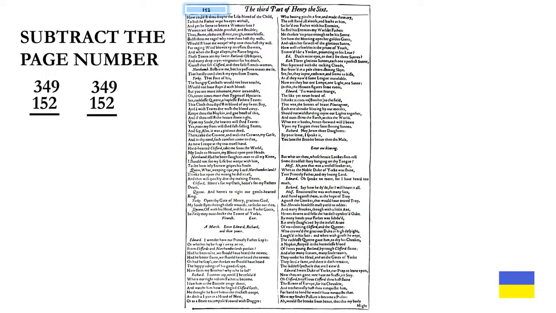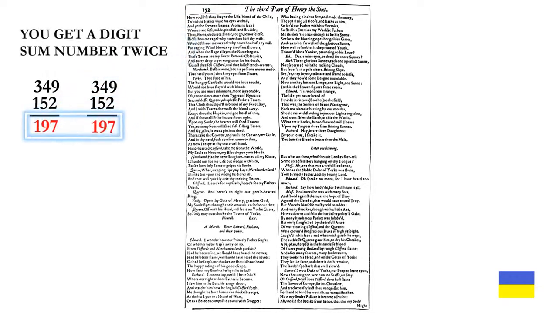Now we can subtract the page number. As we know, if we take a sum, we can subtract things that are different from it. And the page number is different from the squared numbers minus the gematria values of the Roman letters in those same lines. When we do that, we get a digit sum number twice. 1 plus 9 plus 7 is 17.